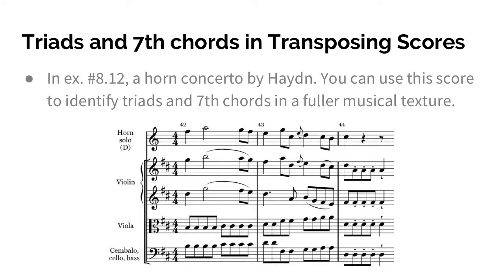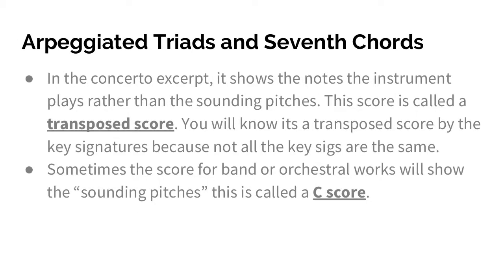All right, transposing score. This is our fun part. This is a nice to know part of this chapter. Okay, so you can use the score to identify the triads and 7th chords in a fuller musical context. So we are in the key of D, but look at here. There's no key signature in the horn section. So we're going to talk about that. So you can see it shows the notes the instrument plays, then the sounding pitches. So like the horn score was written in the key of C, not the key of D like the rest of it. Okay, we call this a transposed score here.